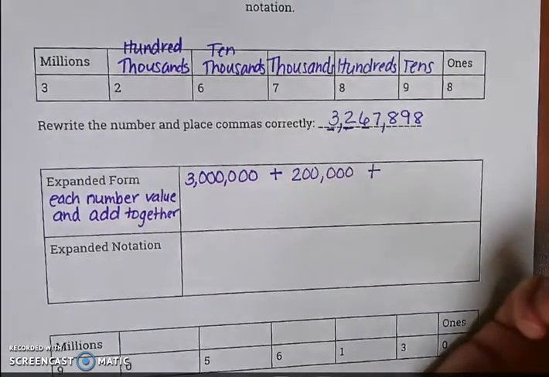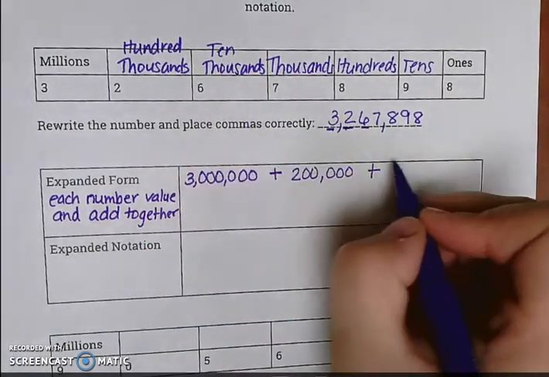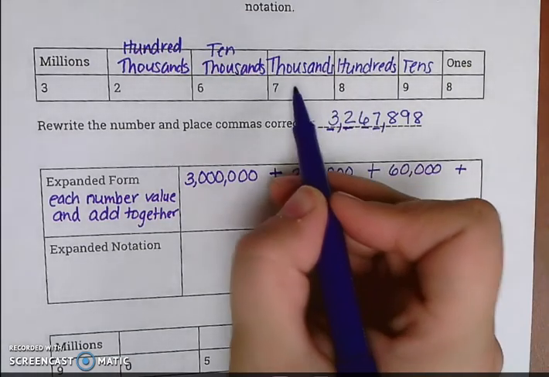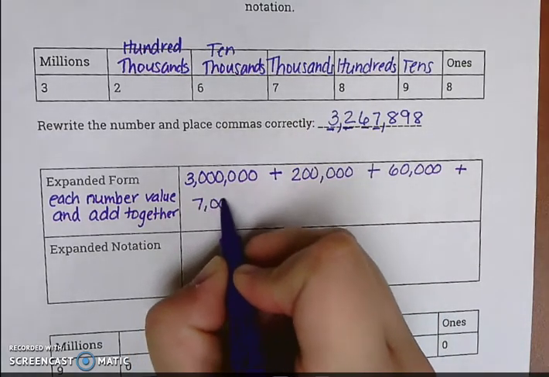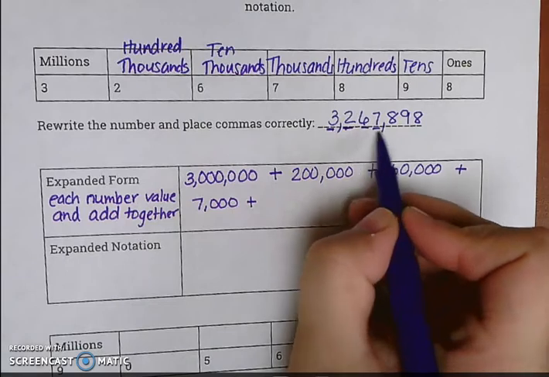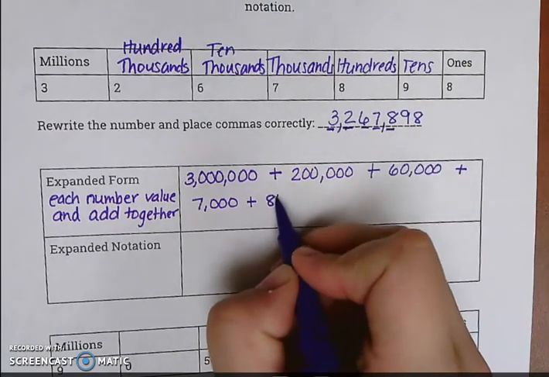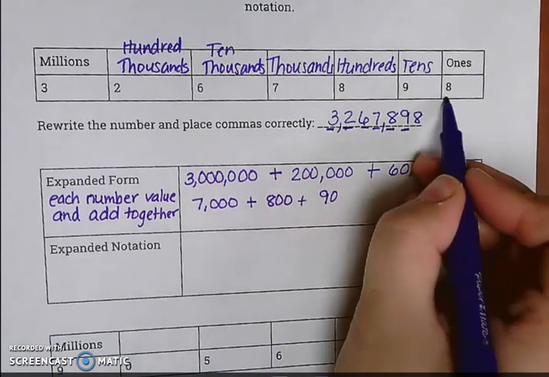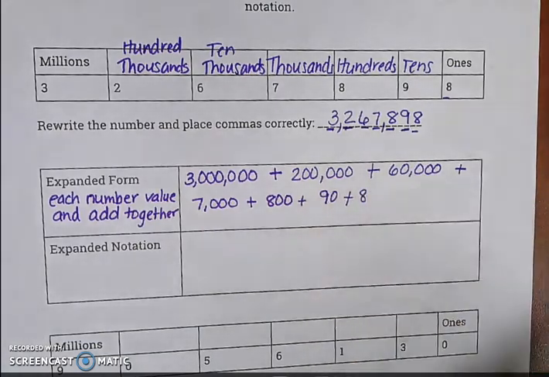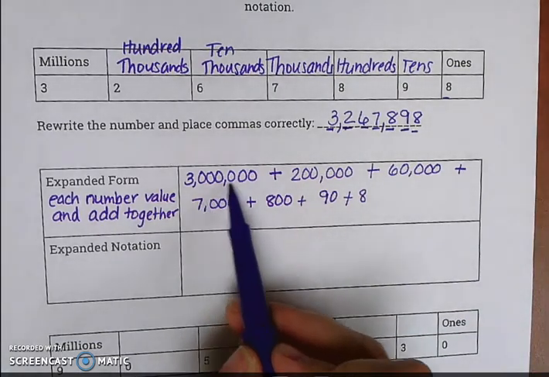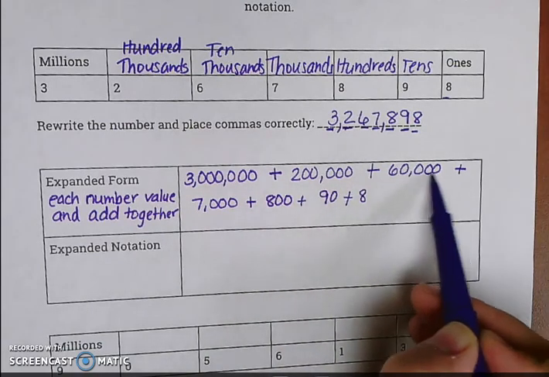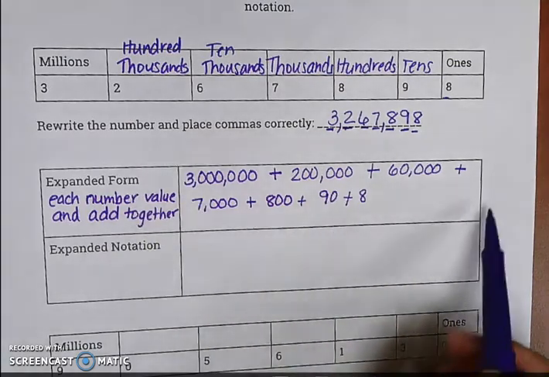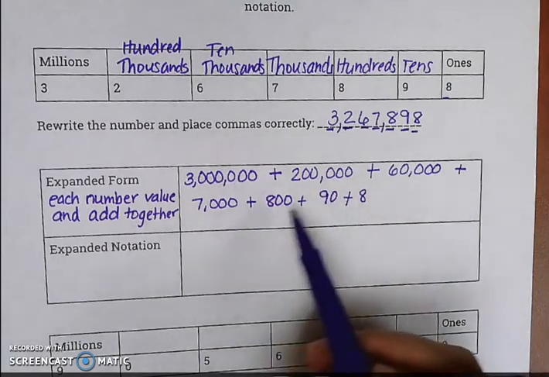Add the next one, we've got our 6. Our 6 is in the 10,000 spot, so it's going to be 60,000. Then we've got our 7. Our 7 is in the 1,000 spot, so 7,000. Plus, we've got our 8. Our 8 is in the 100 spot, so it's going to be 800. Plus 9. Our 9 is in the 10 spot, so that would be 90. And then plus 8. Our 8 is in that 1 spot, so just plus 8. So if you notice, we start with 6 zeros, then 5 zeros, then 4 zeros, then 3, then 2, then 1, then no zeros. So for this number, it goes in that pattern.